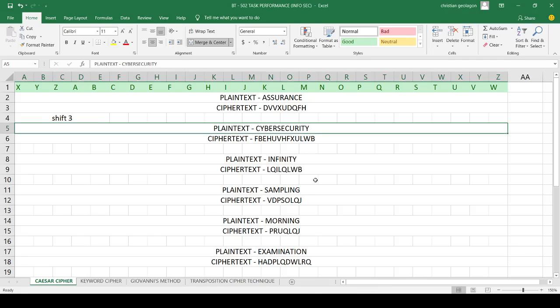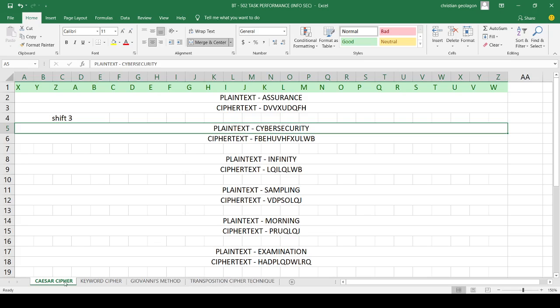Hi guys, this topic is all about cryptography. There are four methods of cryptography. First is the Caesar cipher, then the keyword cipher, Giovanni's method, and the transposition cipher technique.